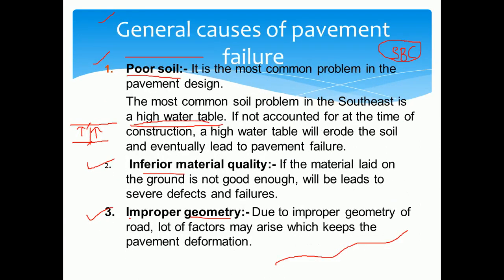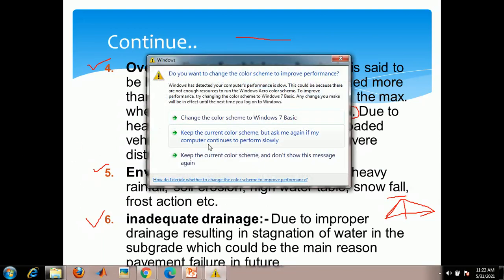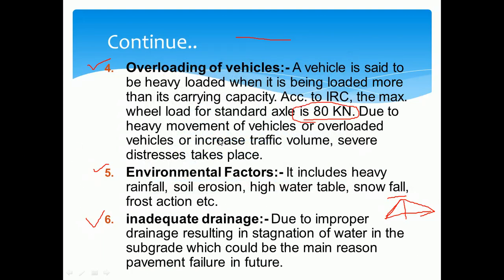That may be the poor quality of the soil, or the quality of the materials used for the construction, improper geometry, the overloading of the vehicles, and some environmental factors and drainage factors. So because of all these parameters, we may see the failures or deterioration of the road surface.